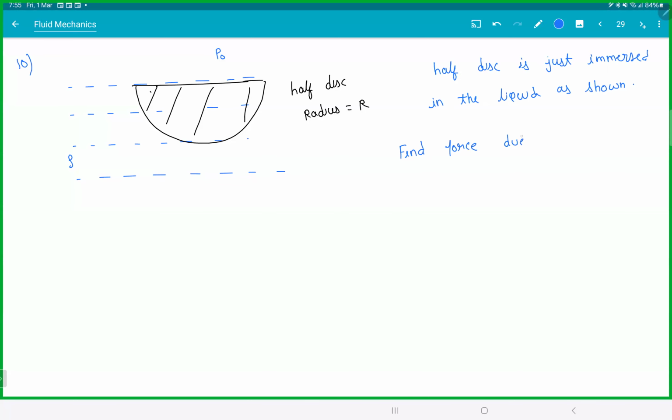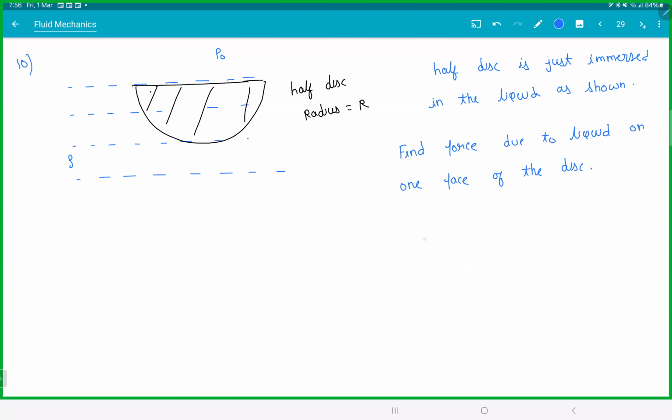Both the sides it will cancel out. On one face of the disk. Did you get the question what I'm asking? I could have asked you like this also.